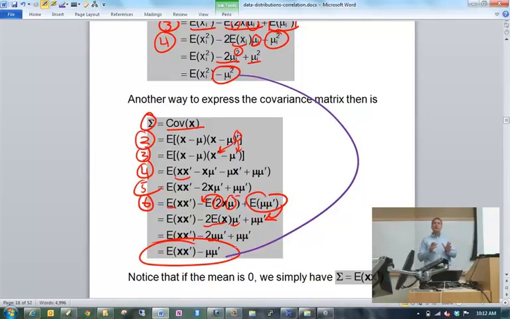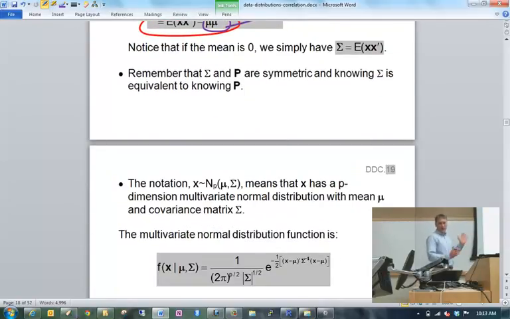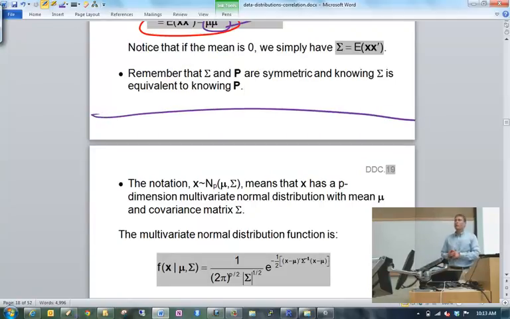Now there will be many times in this class where we have a mean vector of 0. Maybe we adjust our data so that we would have a mean of 0. So notice what happens if I have a mean vector of 0. That part disappears, and I'm left with just simply the expected value of x x prime as my covariance matrix. This will pop up many times this semester. Okay, so we talked about sigma and how it is symmetric. That might be a good place to stop because then we will start talking about the multivariate.